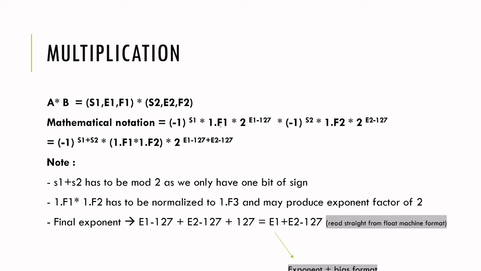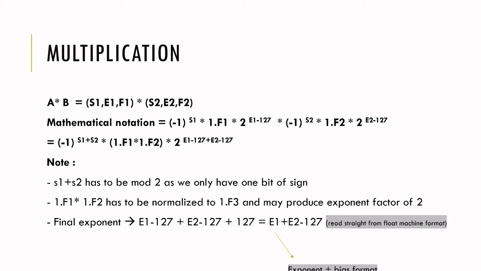Now, when you multiply these two mathematically, you would get (-1)^(s1+s2) times 1.f1 times 1.f2, and the exponent would become (E1 minus 127) plus (E2 minus 127). What we have to do then is convert this back to the original machine format, because that would be our final floating point value. Keep in mind that S1 plus S2, when you add them, must be only one bit. The sign is only one bit, so you have to do modulo 2. If it becomes 2, then 2 mod 2 becomes 0.